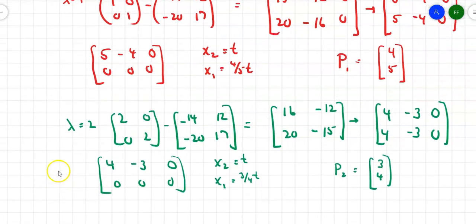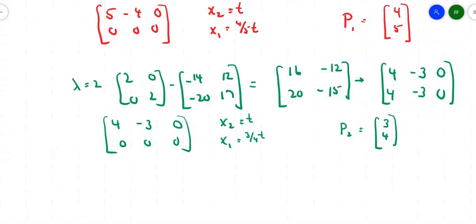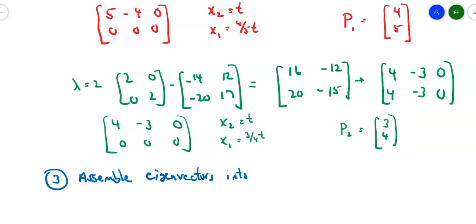All right, now we're going to take those two vectors and we're going to assemble the eigenvectors into matrix P. So the first column is going to be 4, 5. The second column is going to be 3, 4. You could put the fractions in there, but why?